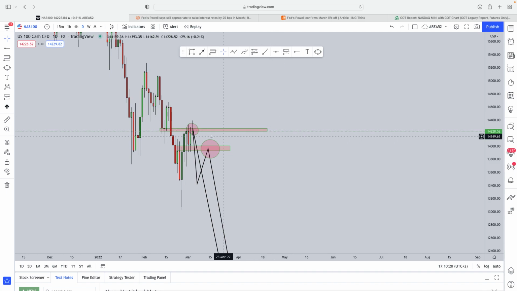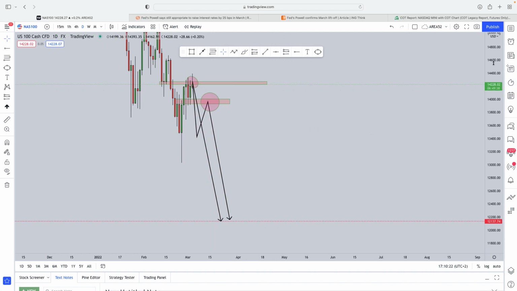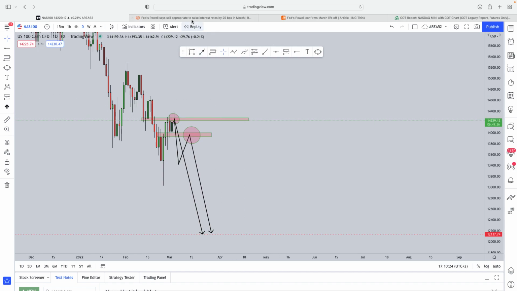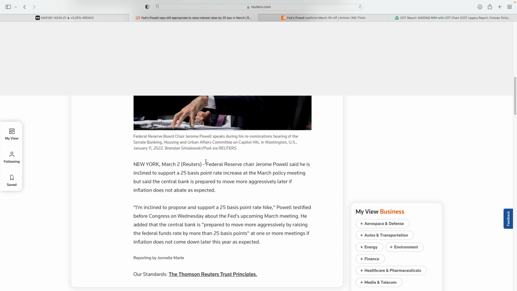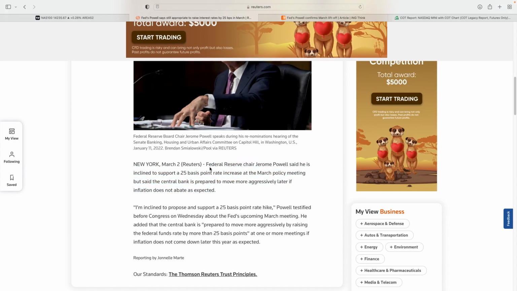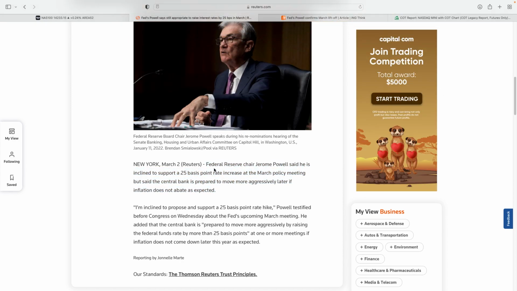Now, this doesn't just apply to the NASDAQ, this does apply to the S&P 500 as well as the Dow Jones. Now, if you look at this article over here from Powell, and we're not going to go through all of the data, we can see over here that Powell came out to testify and said that he is inclined to support a 25 basis point, or a quarter point, rate increase at the March policy meeting, but said the central bank is prepared to move more aggressively later if inflation does not abate.